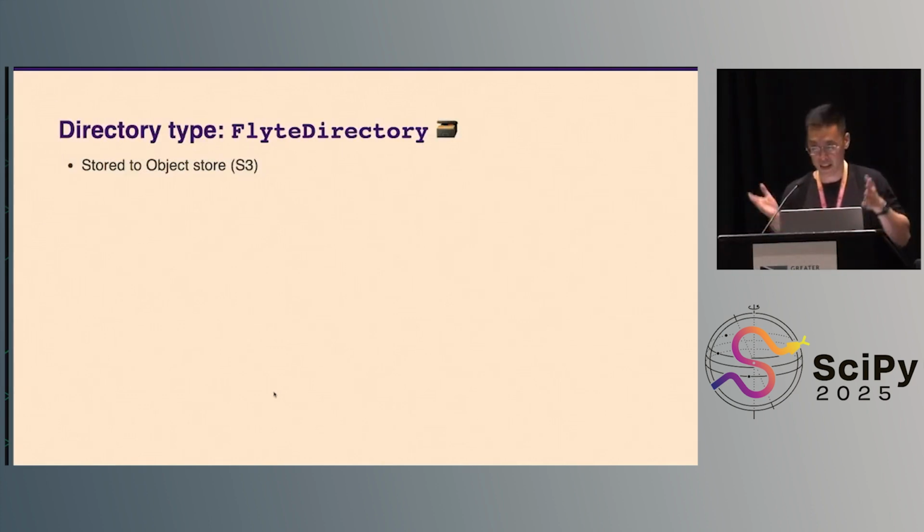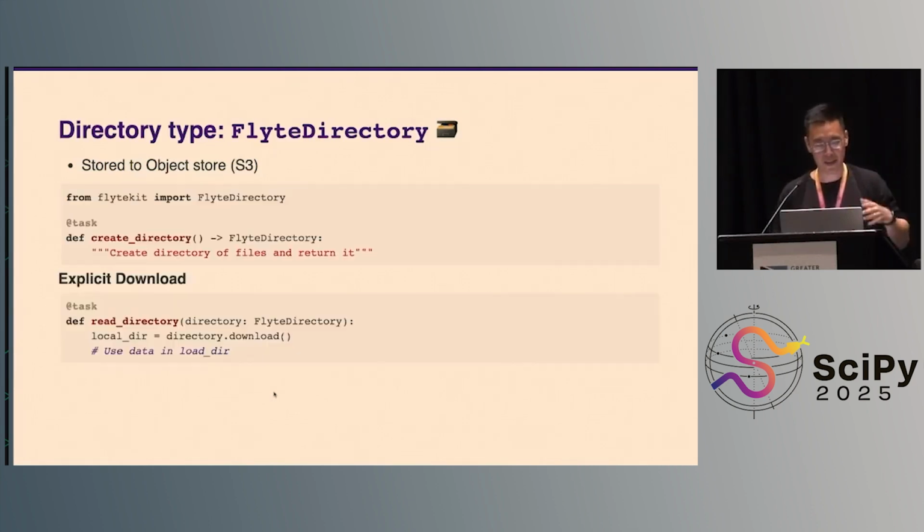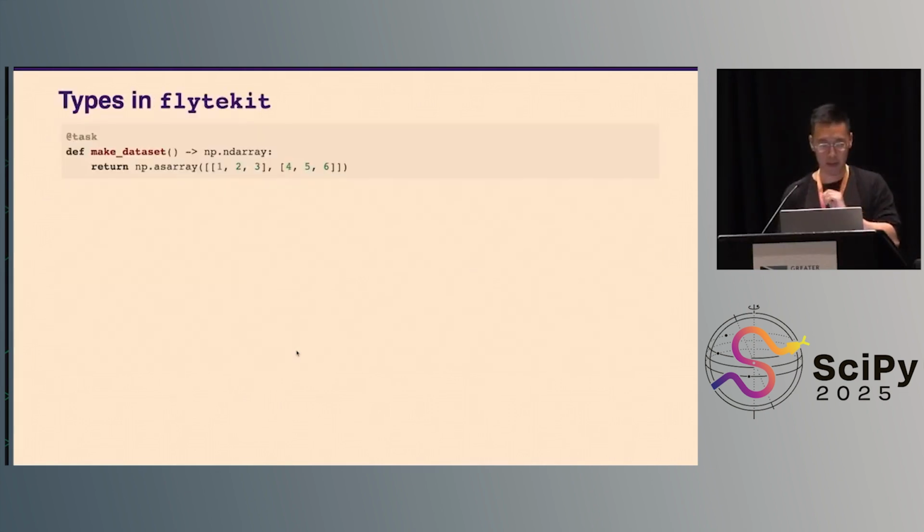Directories are a directory of files. In object store land, it's the prefix, and this is also stored in object store. The nuance to this is that when you download, you have to call download to download it, because this prefix could be many, many gigabytes of files. So you have to be explicit about using these files.